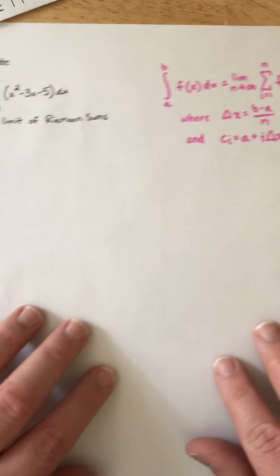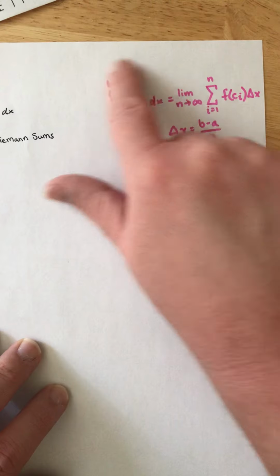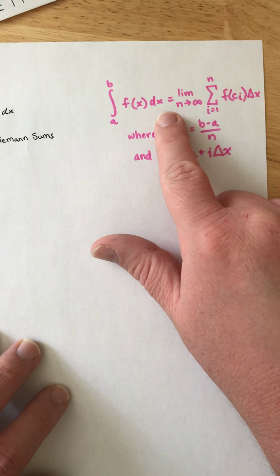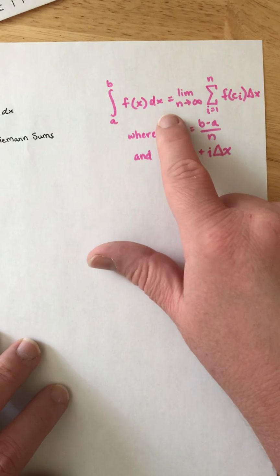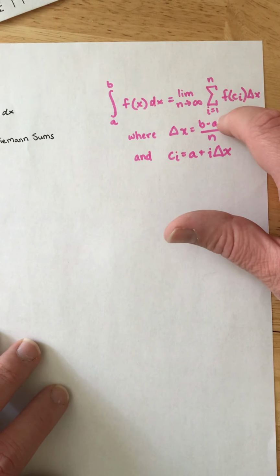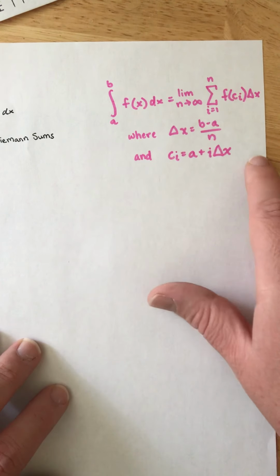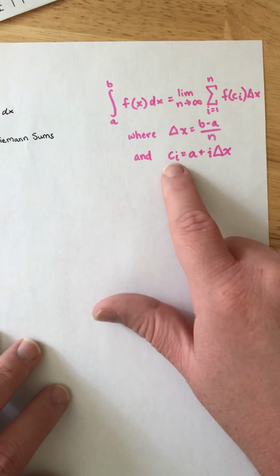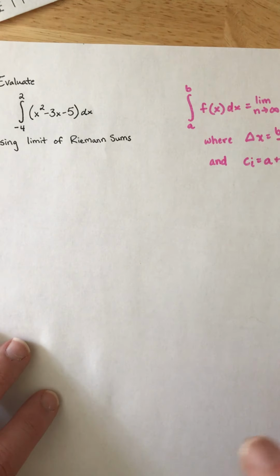Now, I went ahead and wrote down the definition that I had on the other page. So remember, the definite integral can be equated to the limit as n goes to infinity, the number of rectangles goes to infinity, of the Riemann sum. And I gave this little tidbit down here at the bottom for delta x and c sub i. Now, this is going to be a long example, so go ahead and settle in.